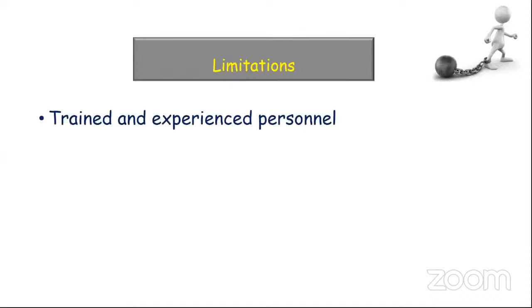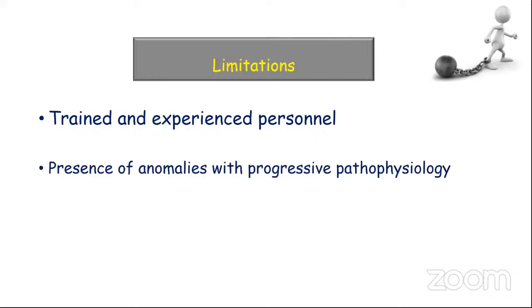But if we do that, we can assess all of the structural anatomy and detect most of the abnormalities in detail. So the limitations are, of course, training and experience. And one more major limitation is presence of anomalies with progressive pathophysiology. For example, corpus callosum or cerebellar vermis, these structures are not formed in the first trimester. That's why diagnosis of abnormalities associated with these is not possible so early on.